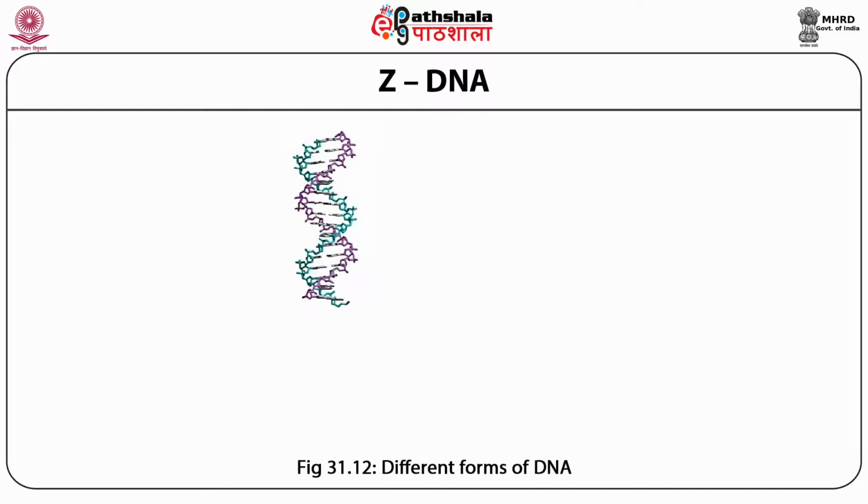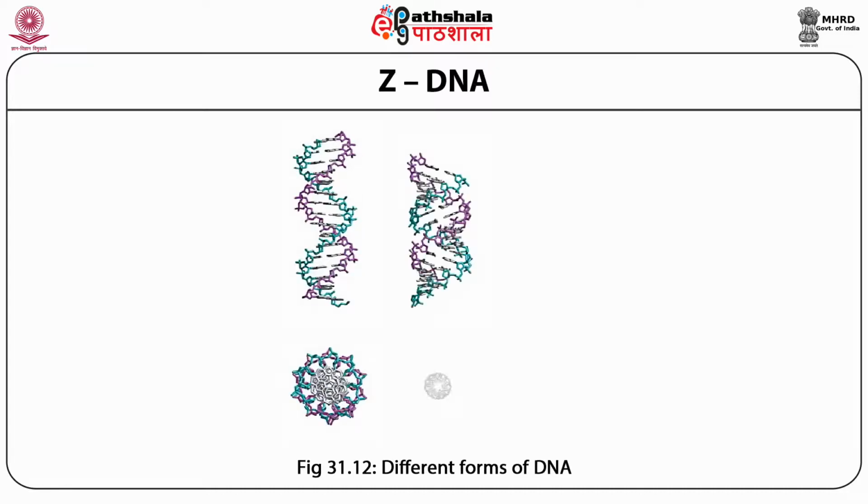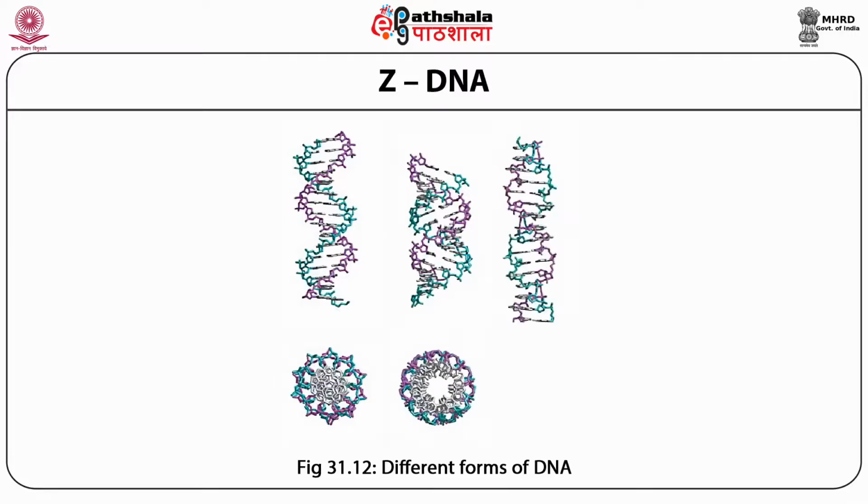This shows clearly the different forms of DNA. Z-DNA, A-DNA and B-DNA are known. Clearly, the picture depicts these 3 DNAs.